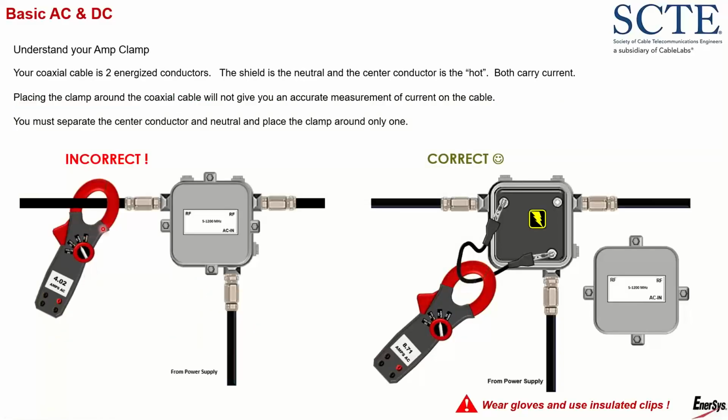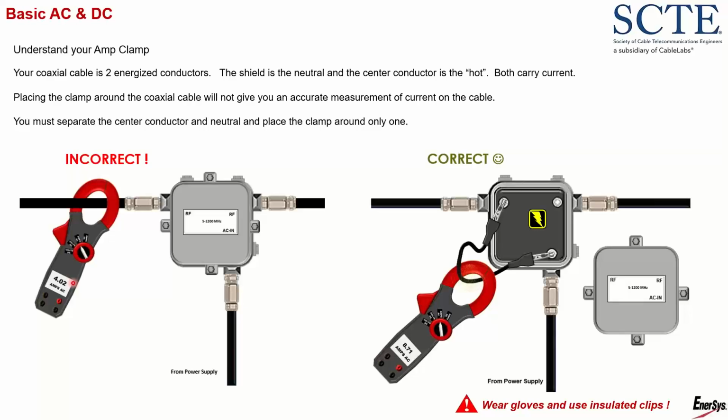Well, no. Remember, your coaxial cable is two energized conductors. The center conductor is the hot, and the shield is the neutral, right? So if I throw my amp clamp around a coaxial cable, you might think it should show up 0 down here, because remember, there's two magnetic fields, right? From the center conductor and from the shield. Well, the thing about coaxial cable is, remember, one energized conductor is shielding the other energized conductor. So the magnetic fields don't always cancel. So sometimes when you throw your amp clamp around a coaxial cable, it will show you current flow. The thing is, it's not correct. It's going to be off.